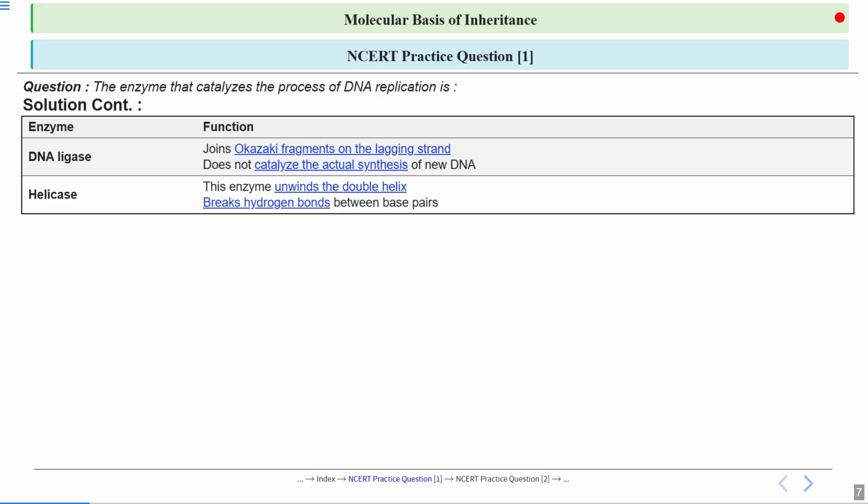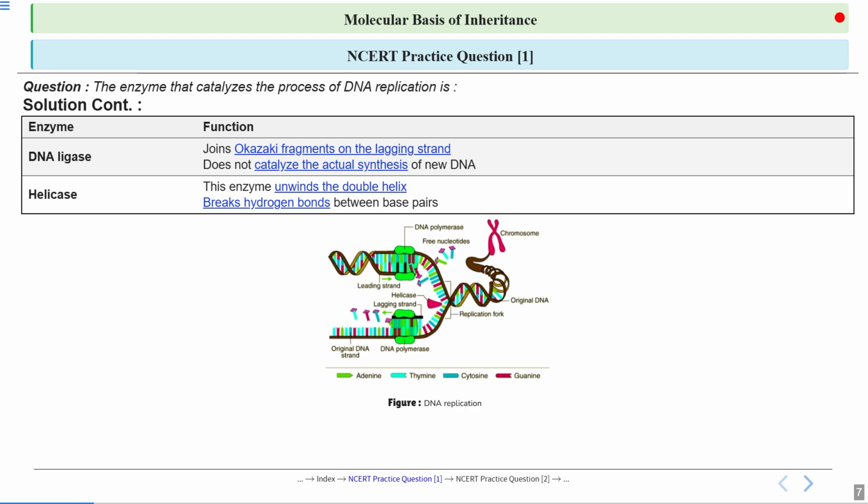This unwinding is very important. DNA is double stranded, so it needs to be unwound. After unwinding, it becomes single stranded, and then the single stranded DNA can be used as a template DNA. You can see here the helicase unwinding the DNA, and this ligase is involved in joining the Okazaki fragments together.